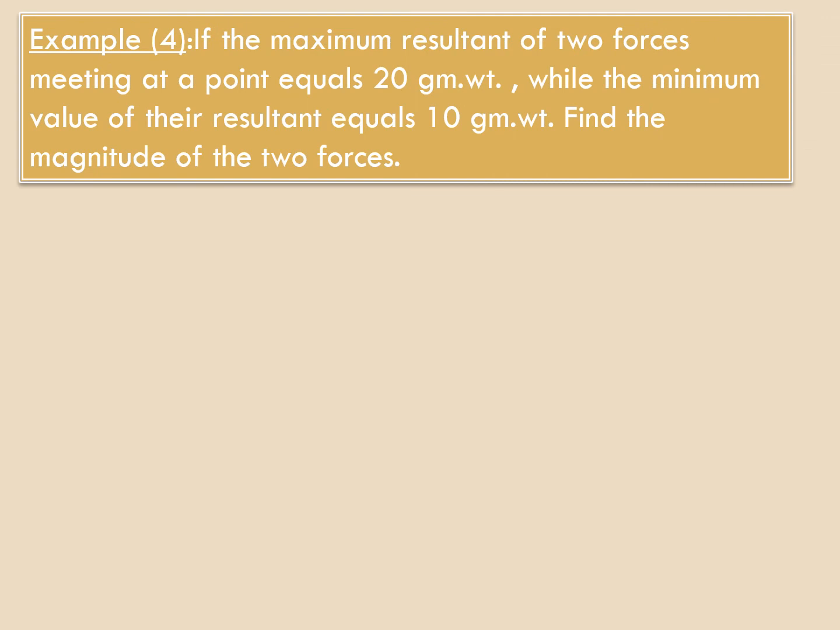Number 4. If the maximum resultant of two forces meeting at a point is 20 gram weight, while the minimum value of the resultant equals 10 gram weight, find the magnitude of the two forces. So R maximum if the two forces have the same direction, and R minimum if the two forces are in opposite directions. So let F1 be more than F2.